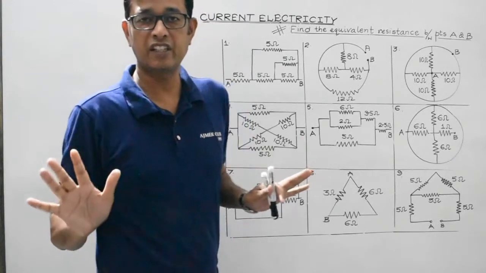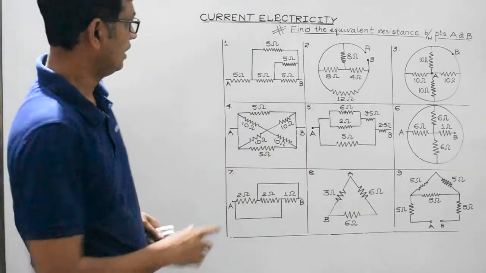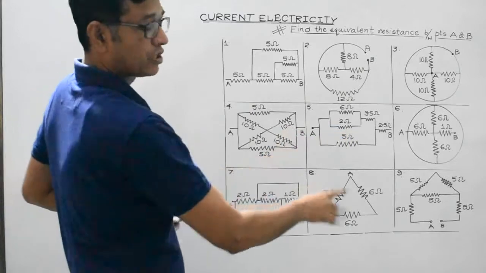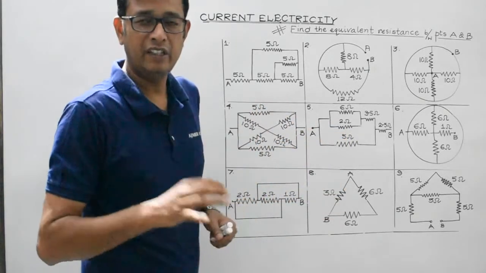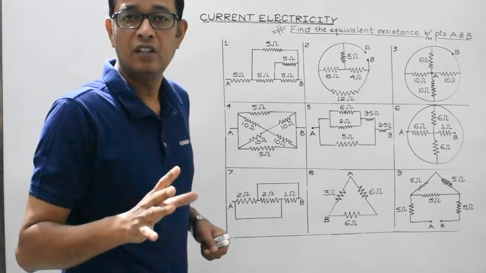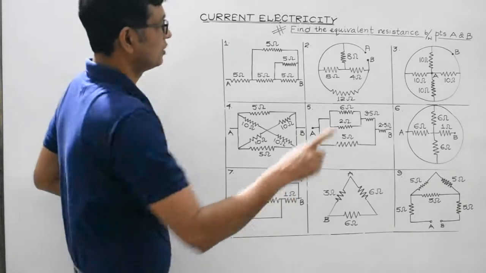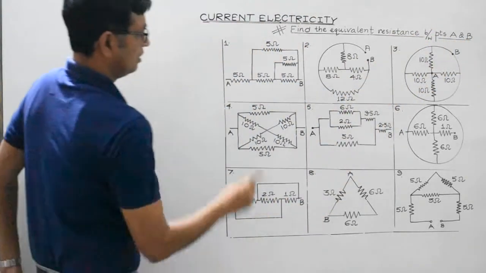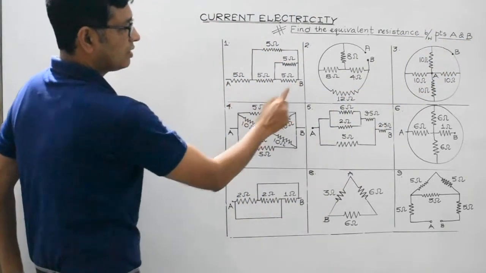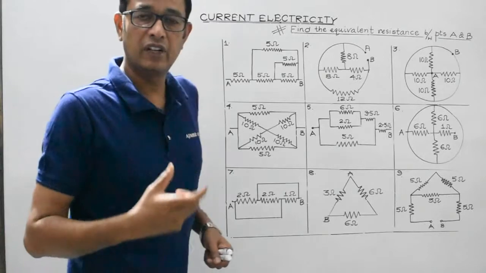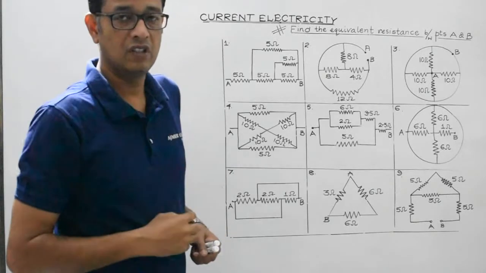Today's session is dedicated to numericals based on combination of resistances, right? So without wasting any time, let's start with the questions. These are the 9 questions which we are supposed to attempt. In each of these 9 questions, we are supposed to find the equivalent resistance between the points A and B. Remember, A and B are the 2 points across which the equivalent resistance needs to be found, right?